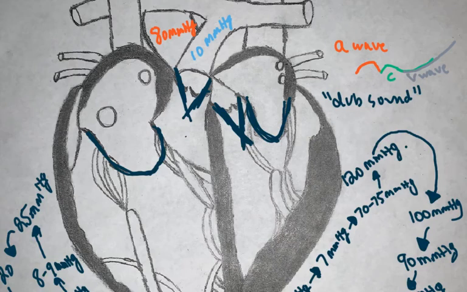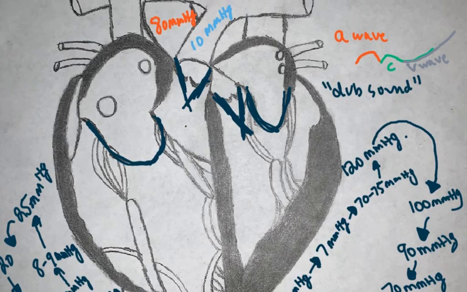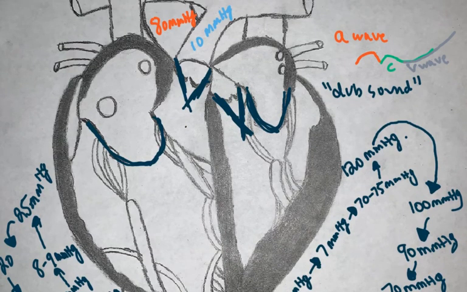And so remember that diastole is longer than systole. Ventricular diastole is longer than ventricular systole. Remember we said in our previous videos that ventricular systole is 0.3 seconds and ventricular diastole is 0.5 seconds, together making a total of 0.8 seconds.